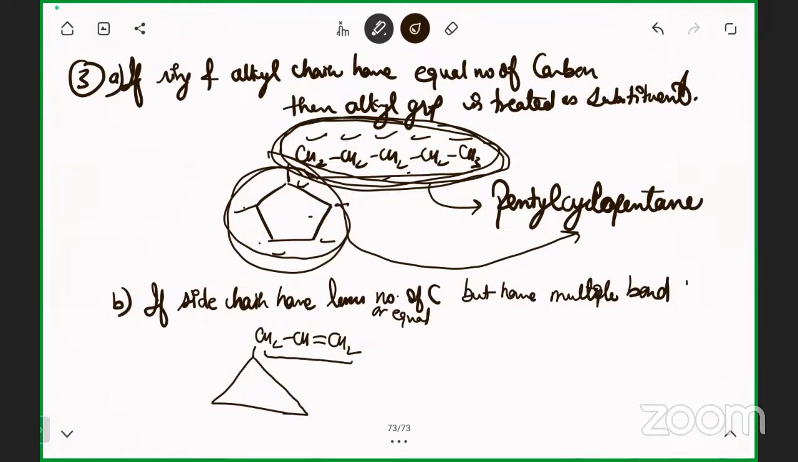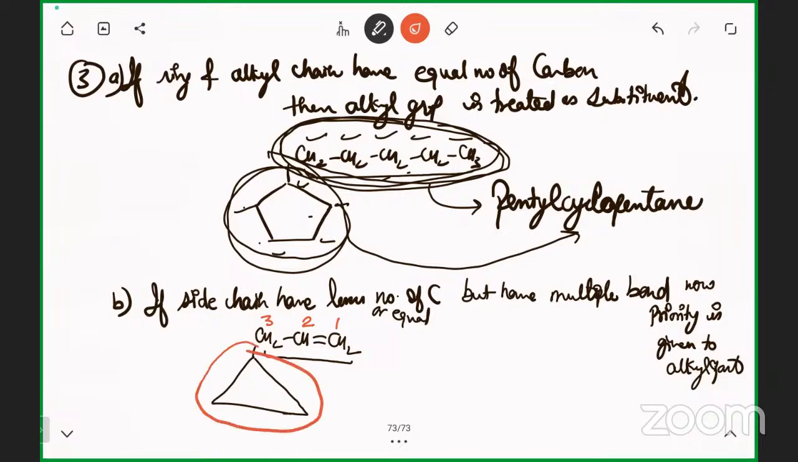So now priority is given to the alkyl part. The alkyl part means the chain. So now you will do the numbering from the side where the double bond is nearer. So if you see 1, 2, 3, on the first position we have the double bond, and on the third position of this carbon we have this group attached.